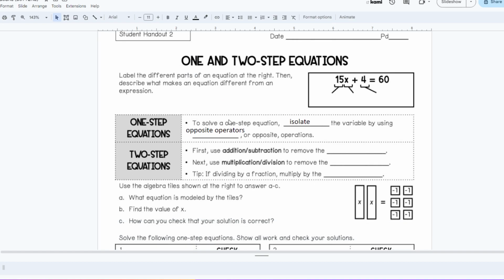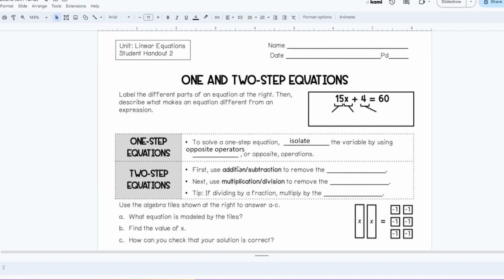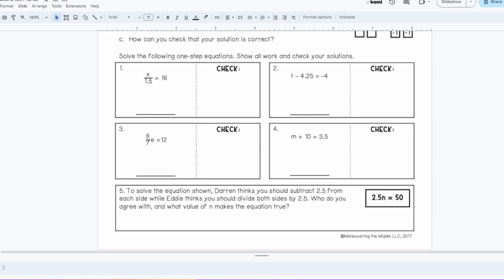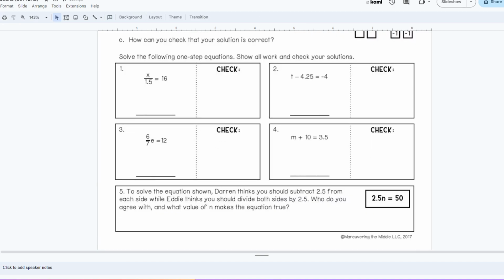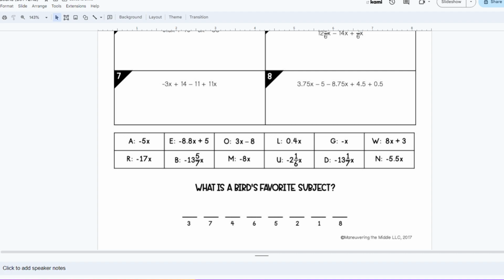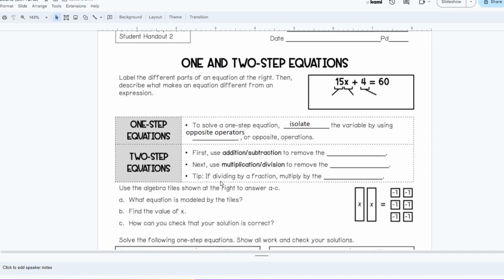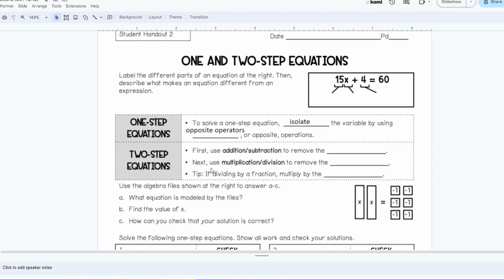So to solve a one-step equation, isolate the variable by using opposite operators or opposite operations. So in math, when we solve for a variable x, it's not quite as hard as some people make it out to be. We just have to do the opposite of whatever we see. You guys know what opposites are.